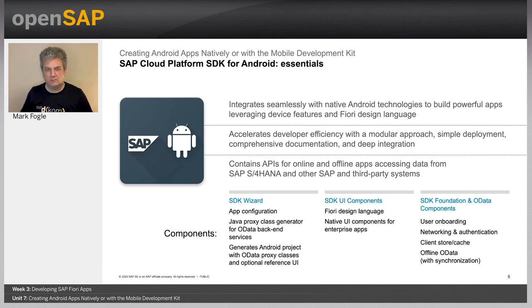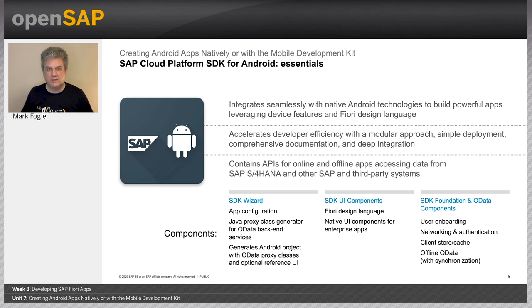The SAP Cloud Platform SDK for Android integrates seamlessly with native Android technologies such as the Android Developer Studio, where the SDK wizard provides the ability to generate Java or Kotlin applications with generated OData proxy classes for connecting with SAP S/4HANA or other SAP or third-party applications. It also provides an optional reference UI using the Fiori UI language. Other components such as user onboarding, networking and authentication, and client storage and cache are provided as well.